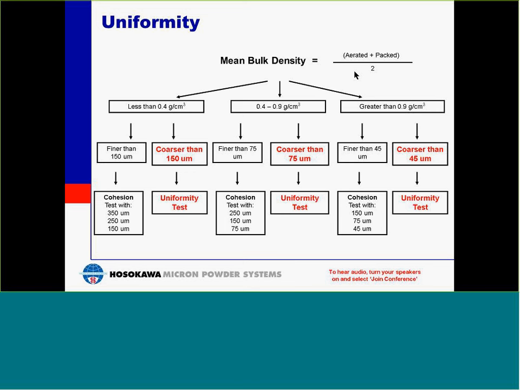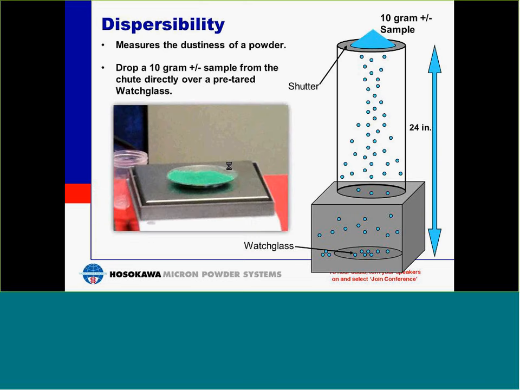Dispersibility. Dispersibility takes place when we take a material and drop it onto a prepared watch glass, as you see here in the caption to the left, and identify how much of that material is captured on the watch glass. This material unquestionably will become airborne and miss the watch glass, or when it hits the watch glass, it splashes. That's all part of dispersibility.